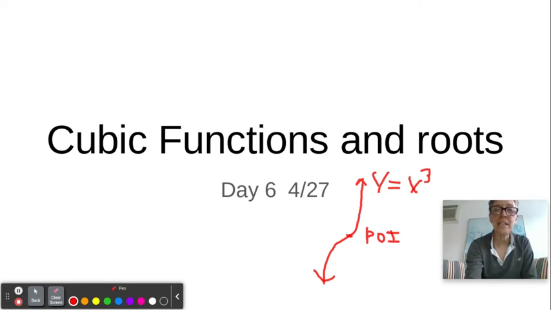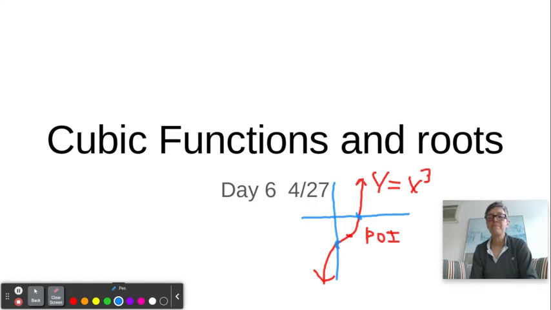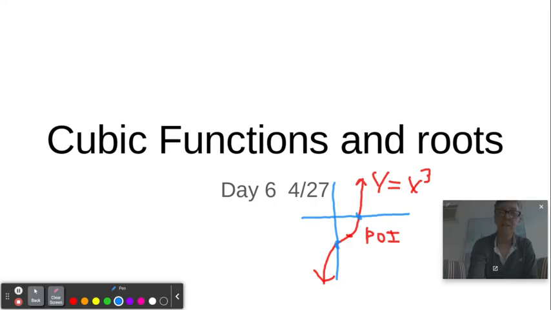And it intersected the x-axis exactly one time. It intersected the y-axis exactly one time. Pretty simple, huh? Well, I'm going to show you some more complicated cubic functions, and frankly, more fun. So let me go away for a minute.